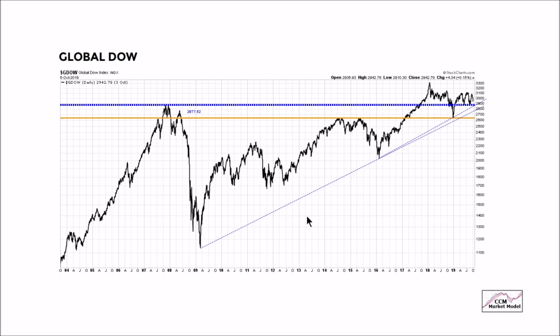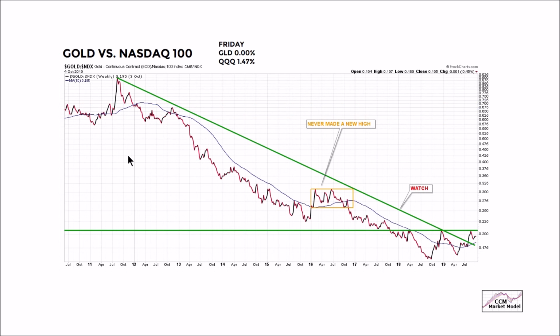Global Dow, this still appears to be a massive long-term breakout that is holding. Gold versus the NASDAQ 100. We own both gold and tech stocks, as we've noted in the past, to add to our relatively modest stake in the yellow metal. We would like to see a little bit more on this chart here. That is to be determined.